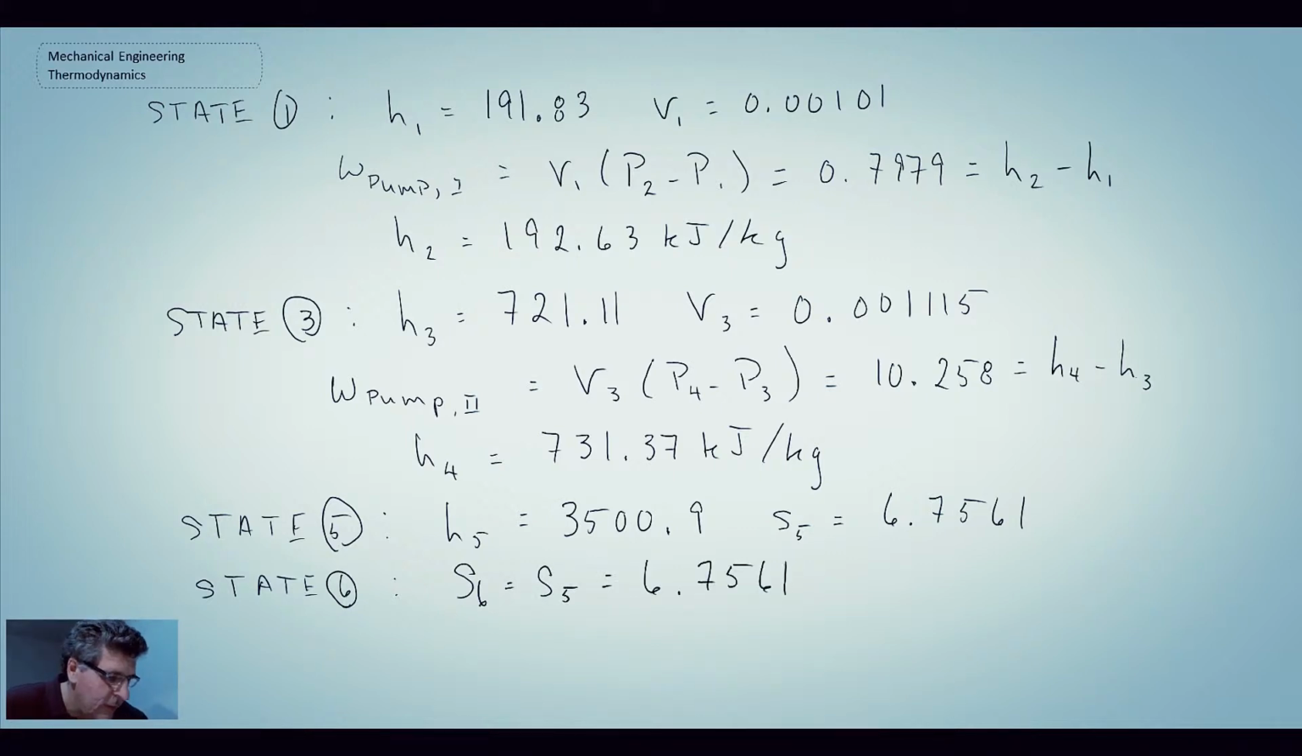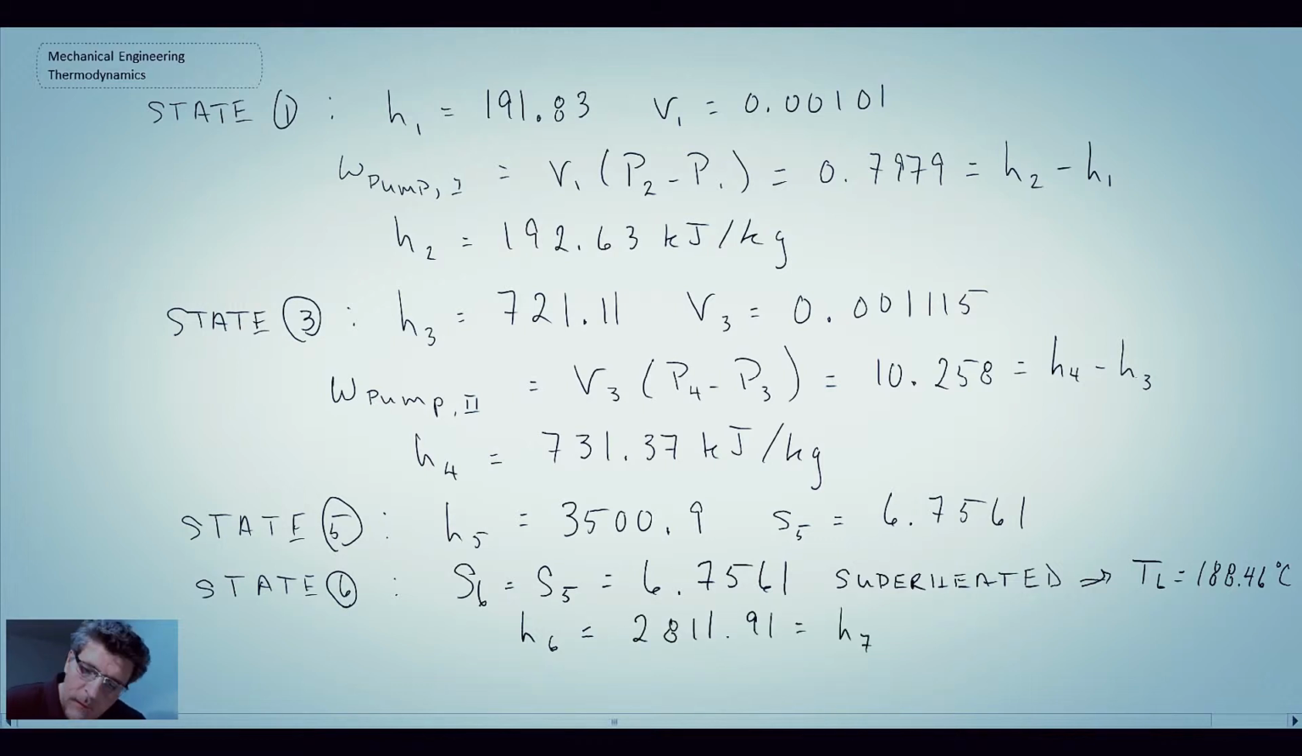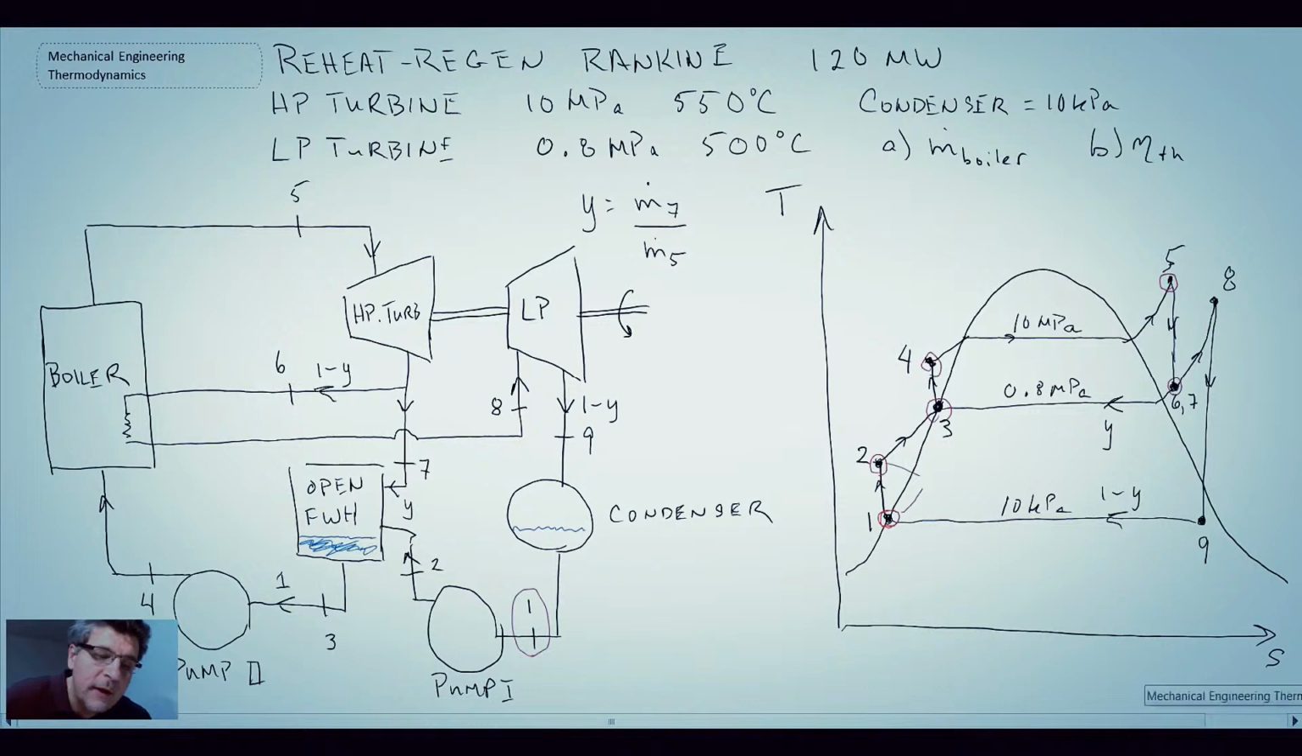And so we know the pressure here, it is 0.8 megapascals. So what we do is we look in our tables and we find that we are still superheated, and we can estimate the temperature. The other thing that we get is the enthalpy of 6, which is going to be the enthalpy of 7 as well. Okay, so let's look at our TS diagram, see how much we've been able to extract.